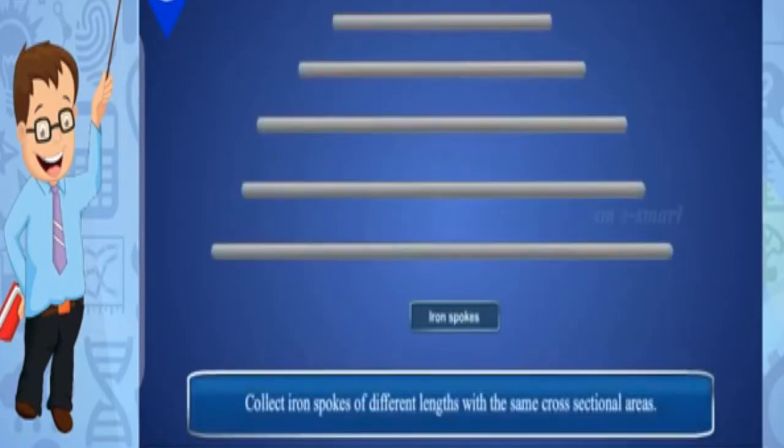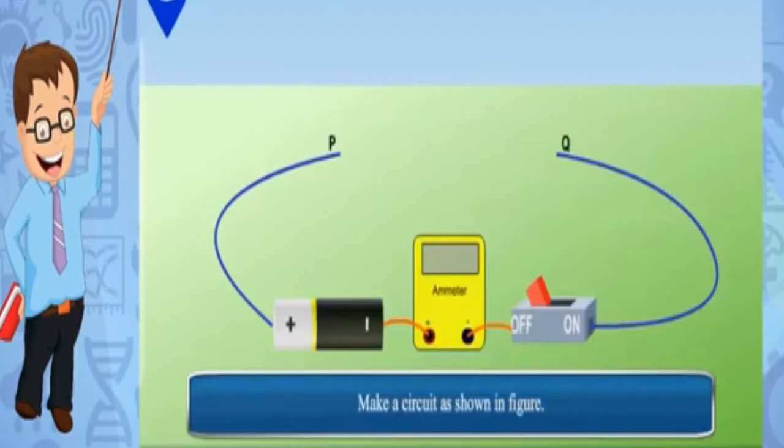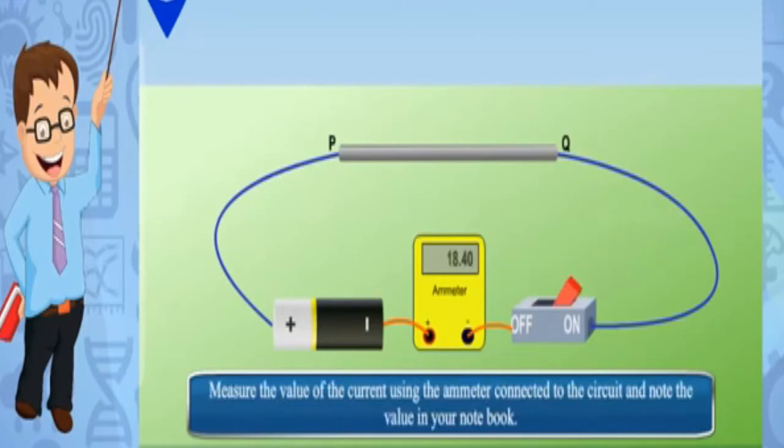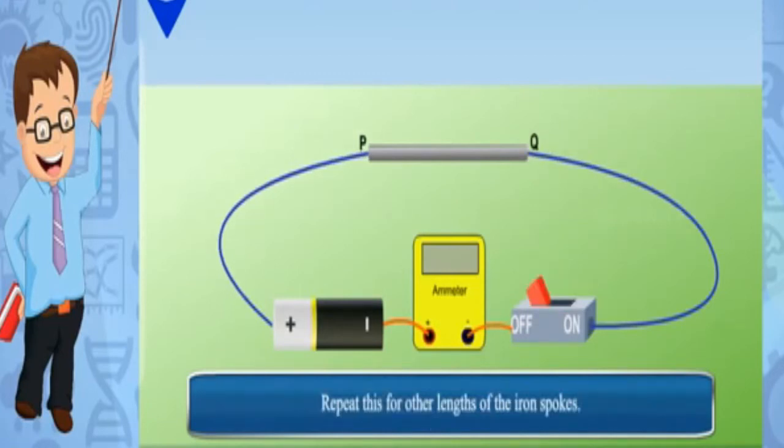Collect iron spokes of different lengths with the same cross-sectional areas. Make a circuit as shown in the figure. Connect one of the iron spokes, say 10 cm length, between P and Q. Measure the value of the current using the ammeter connected to the circuit and note the value in your notebook. Repeat this for other lengths of the iron spokes. Note corresponding values of currents in your notebook.